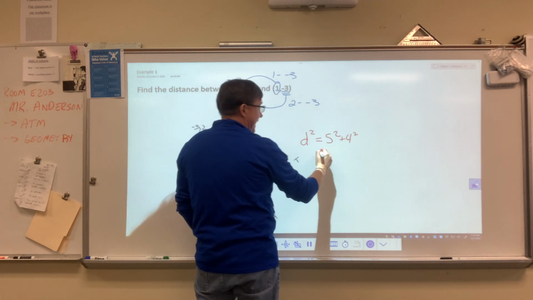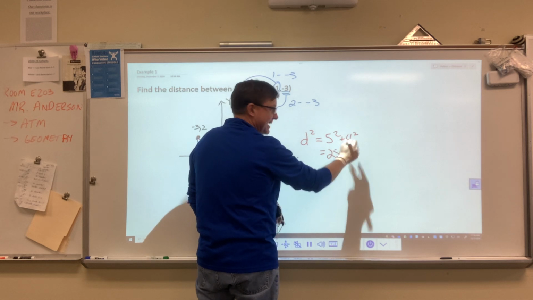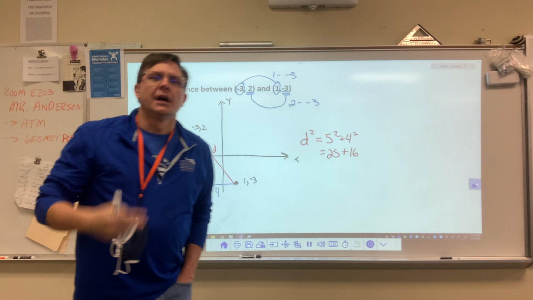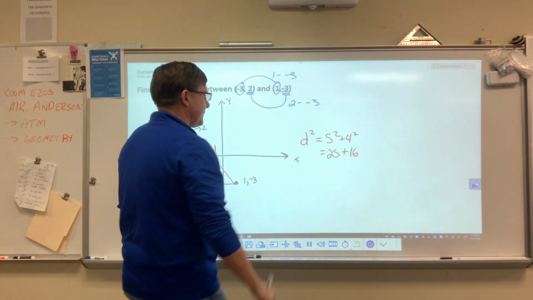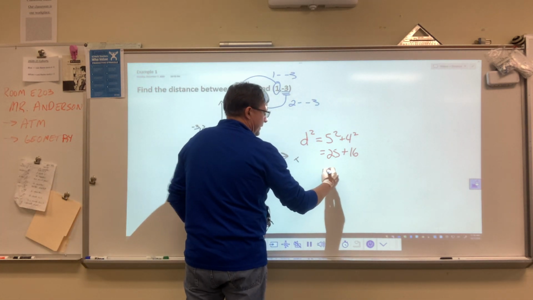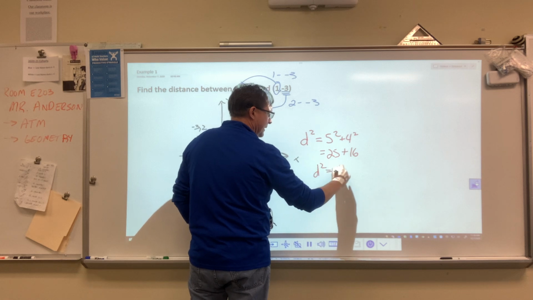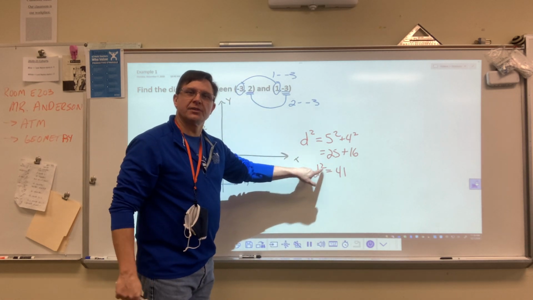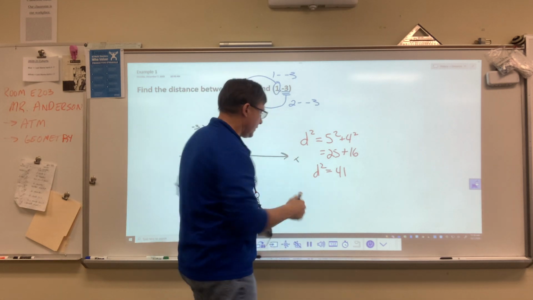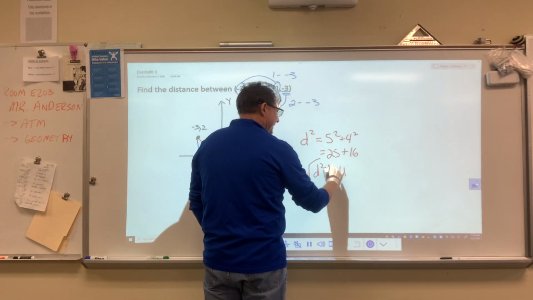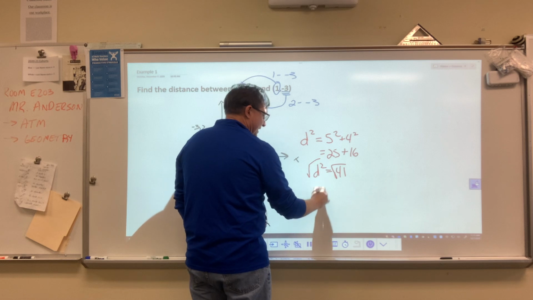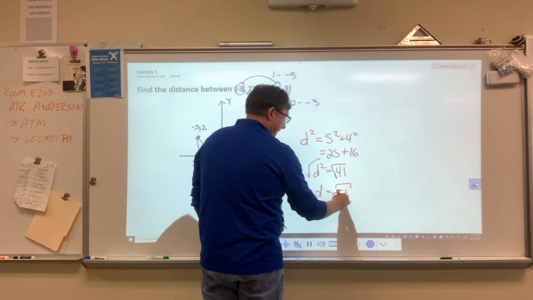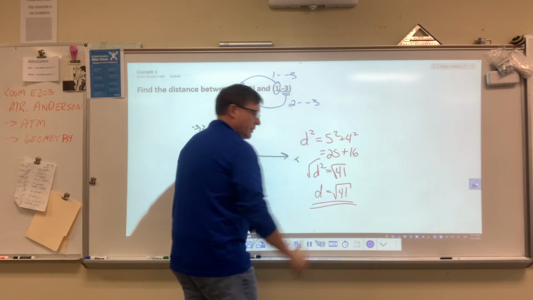And now, again, not 10, right? 25, not 8. 4 times 4 is 16. Got to square first. We add 25 and 16. It is 41. And you have d squared equals 41. The inverse operation of an exponent is a root. So we take the root on both sides. The square root of d squared is d, which is what we wanted. And square root of 41 is just that, square root of 41.